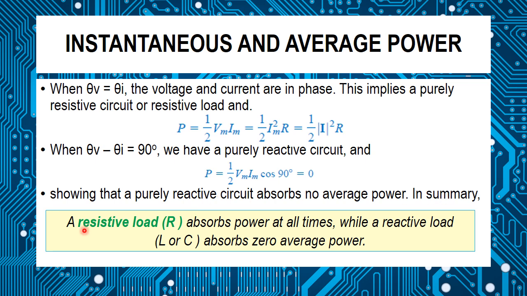So in summary, our resistive load absorbs power at all times. This is our formula for the power, or resistive load power. While a reactive load, may it be inductor or capacitor, absorbs 0 average power as computed here. P is equal to 0.